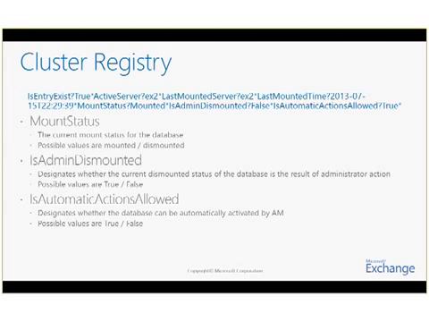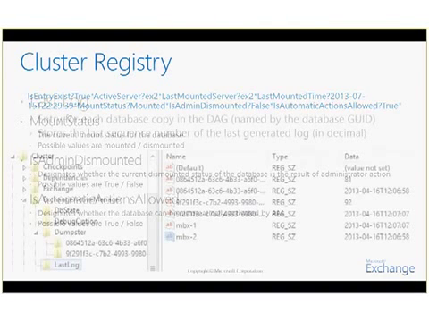And then similarly, the is automatic actions allowed designates whether or not we're allowed to automatically mount the database on things like startup or failover. So for instance, if an administrator blocked a database from automatic activation, then is automatic actions allowed would be set to false because it would not be allowed to automatically activate. So again, we're not only storing information about the databases, we're also storing information about administrative actions that tell us the intent of the administrator so that the system can honor that intent and not step on the administrator's toes, if you will.